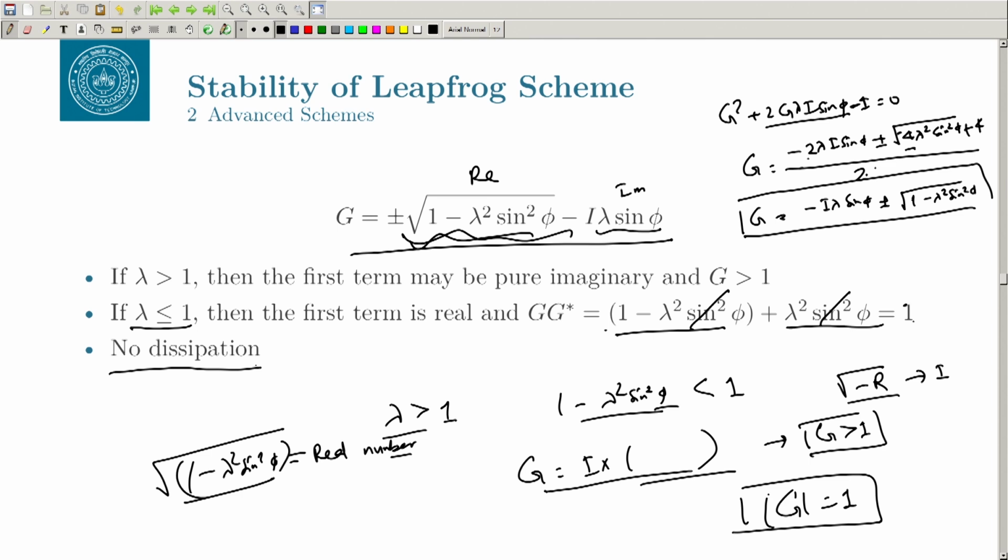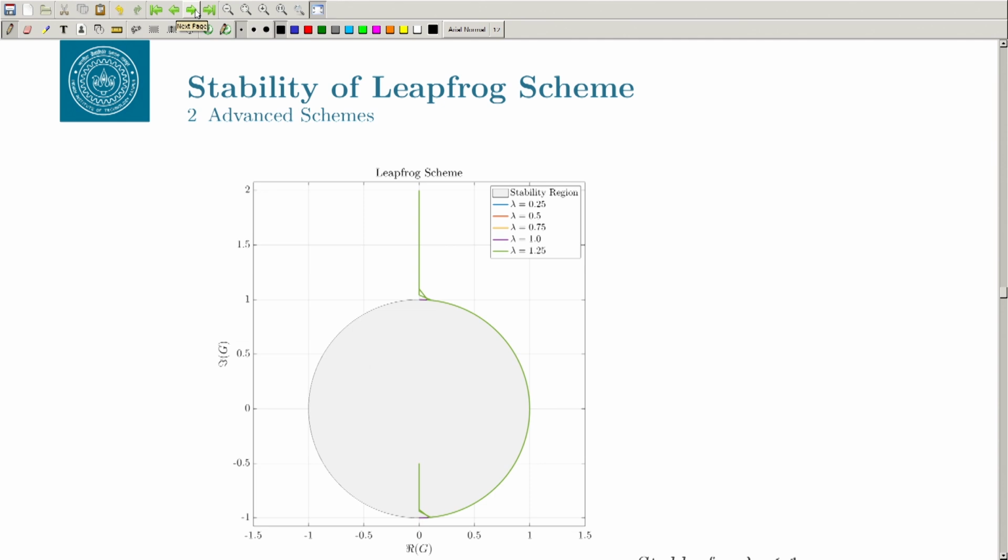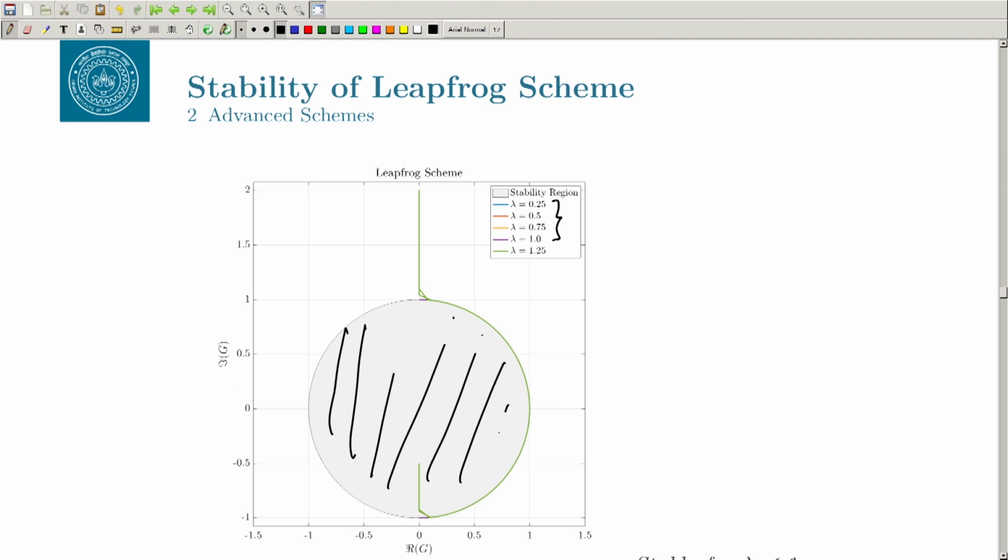And this is the stability plot that you can plot. For example, if you have lambda all the way from 0.25 to 1.0, everything will stay in this region. But as you see, if you go to lambda equal to 1.25, in some region, so this is my phi, this angle is my phi, this is phi equal to pi by 2, that will become 1.